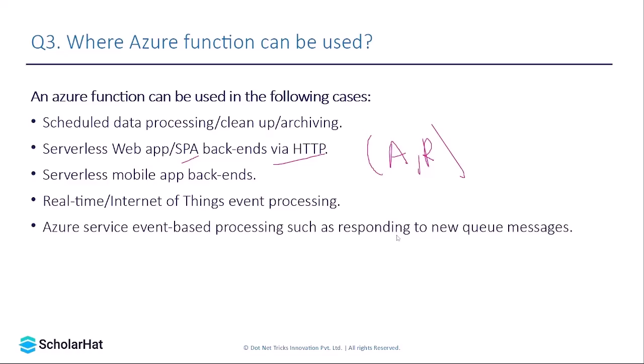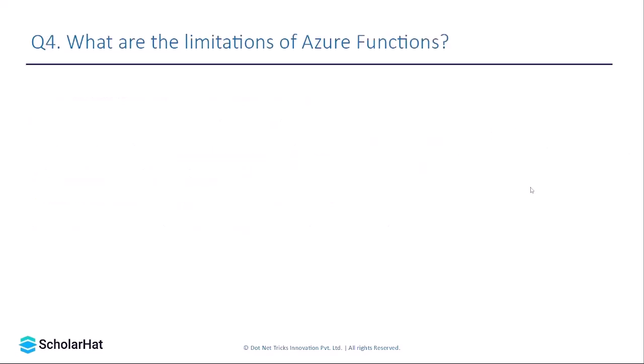And Azure Function can also be used for service event-based processing, that is responding to a new queue message. We discussed service bus. So Azure Function can be used for responding to new messages that come into a queue in an Azure service bus. You can simply say that these are the common scenarios or use cases of Azure functions. What are the limitations of Azure function?